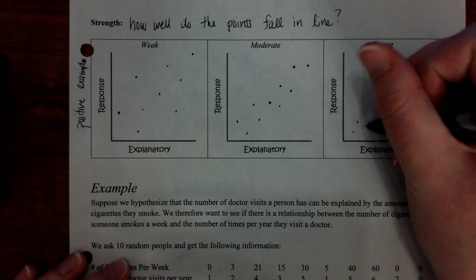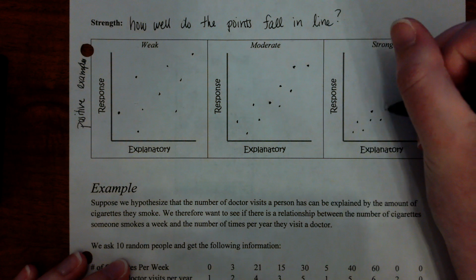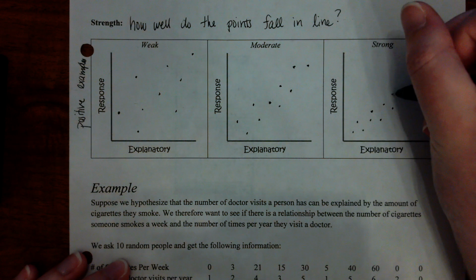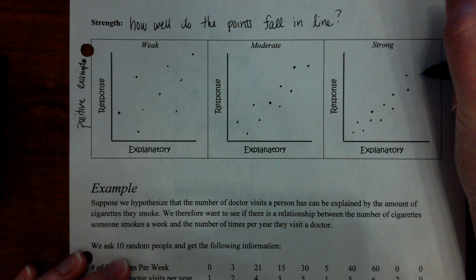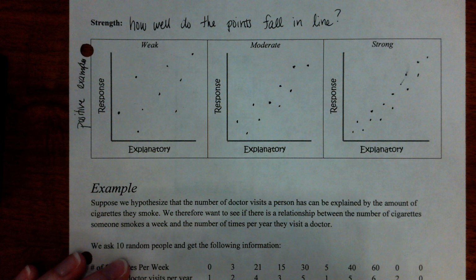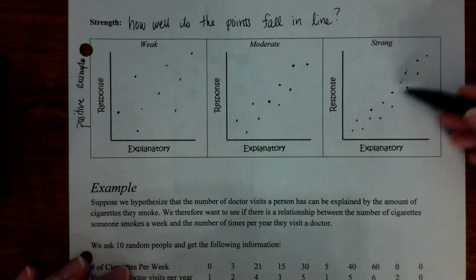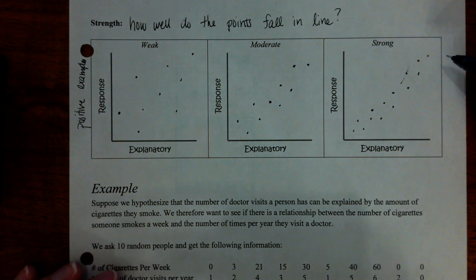So we got something like this, where all of our points are going to be really close together, and I can tell that this is going to be a really strong relationship, where we got lots of room here and lots of room here. So they all fall in line here, and they're all really close to that line.